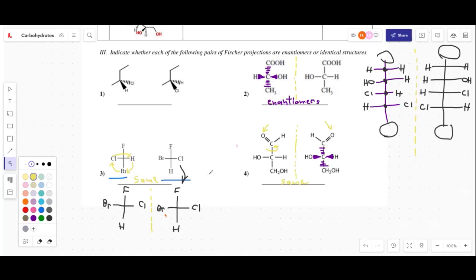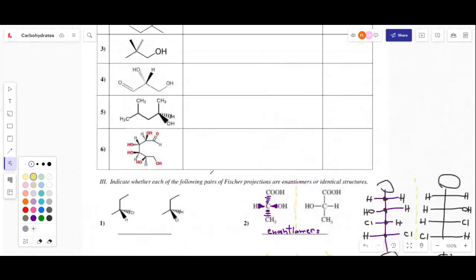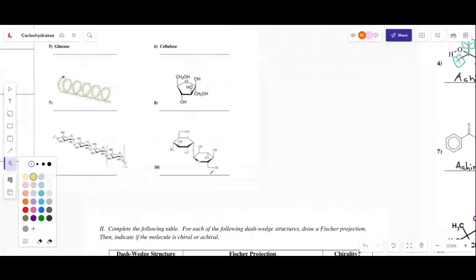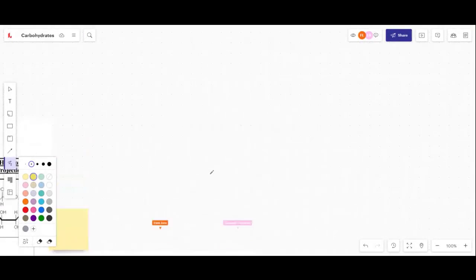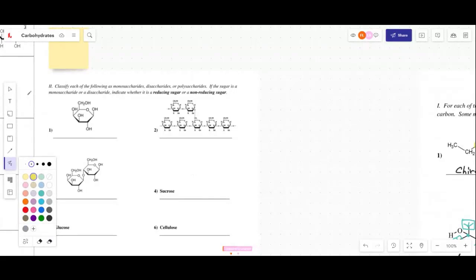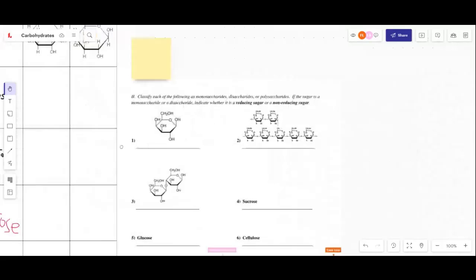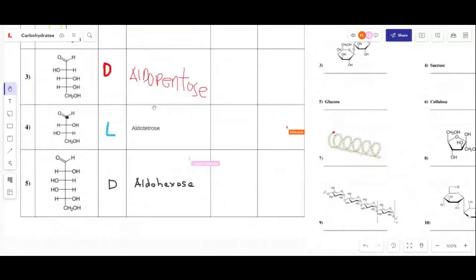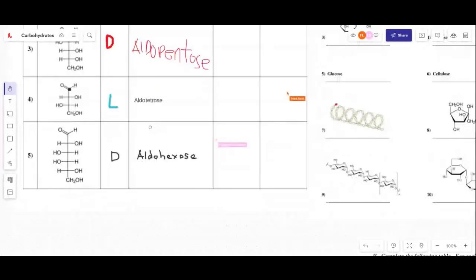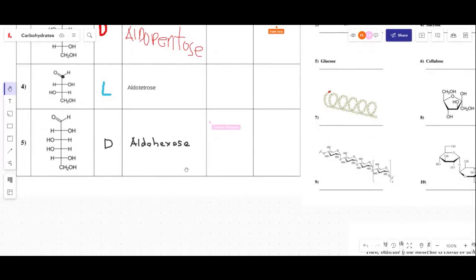Very good. Well, let's scroll up and let me drag my screen over to the left. Going back to our problem number 5, the aldohexose. There we are. You guys are in the right spot.